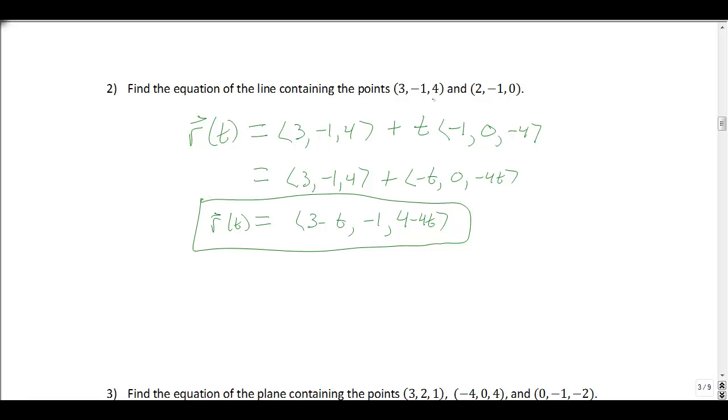Note the way we did this. If you plug in t equals 0, you'll get 3, -1, 4, the first point. And if you plug in t equals 1, 3 minus 1 is 2, -1, 4 minus 4 times 1 is 4 minus 4, which is 0. So this is the point when t equals 0. This is the point when t equals 1. Sometimes that's nice to know.